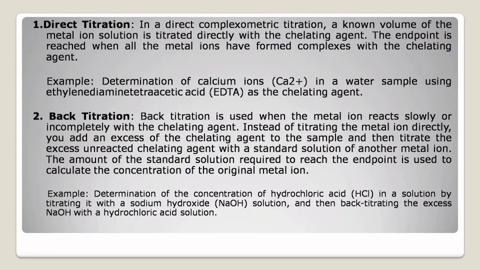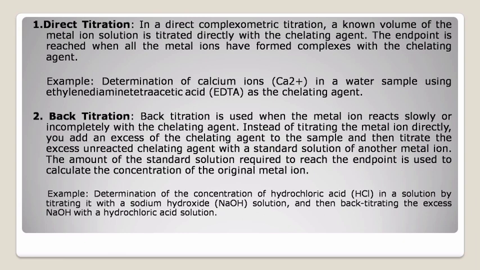First, direct titration. In a direct complexometric titration, a known volume of the metal ion solution is titrated directly with the chelating agent. The endpoint is reached when all the metal ions have formed complexes with the chelating agent. Example, determination of calcium ions, Ca2+, in a water sample using ethylenediaminetetraacetic acid, EDTA, as the chelating agent.